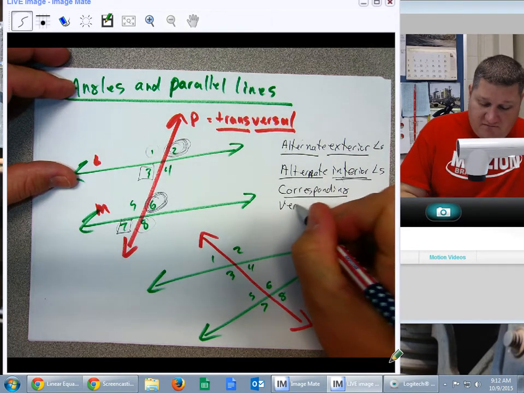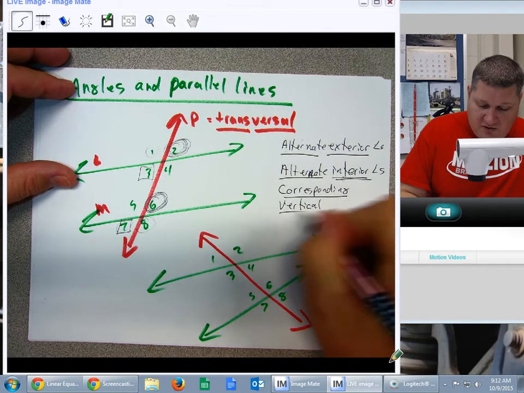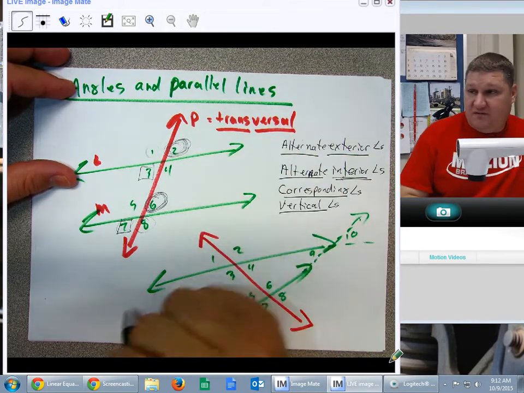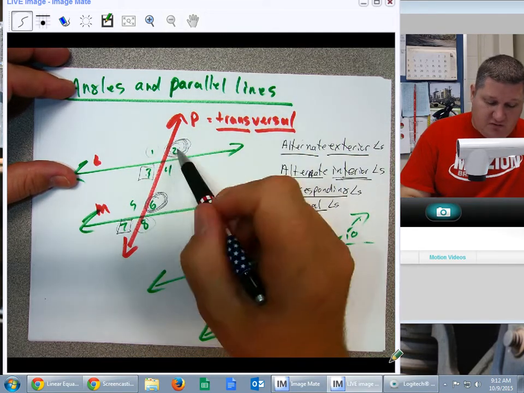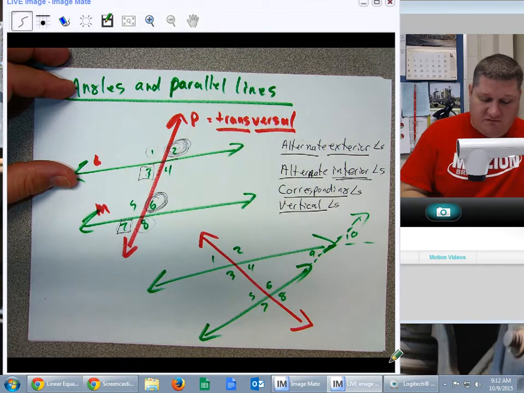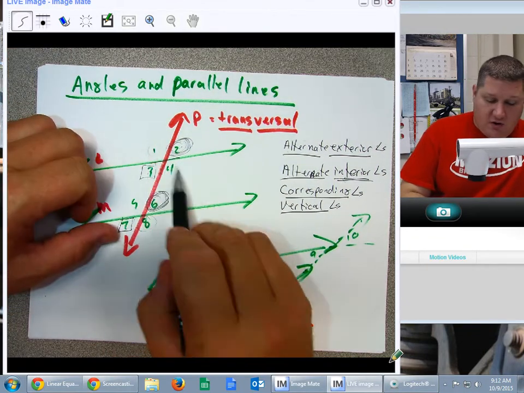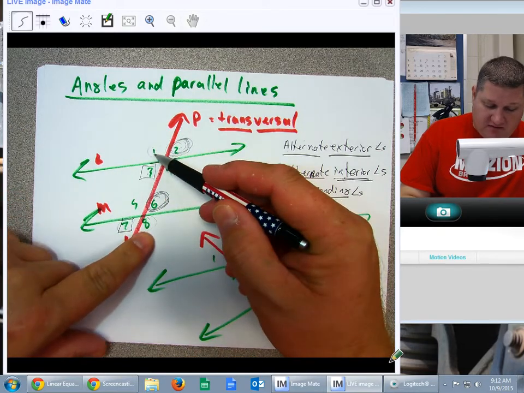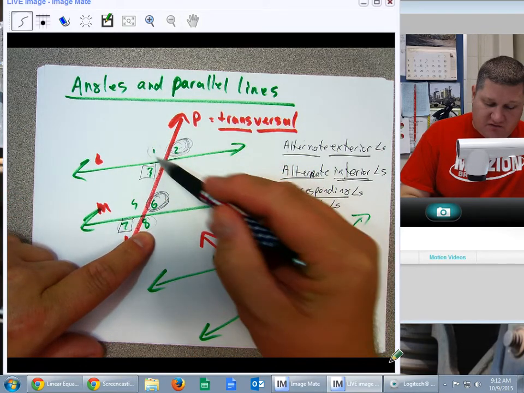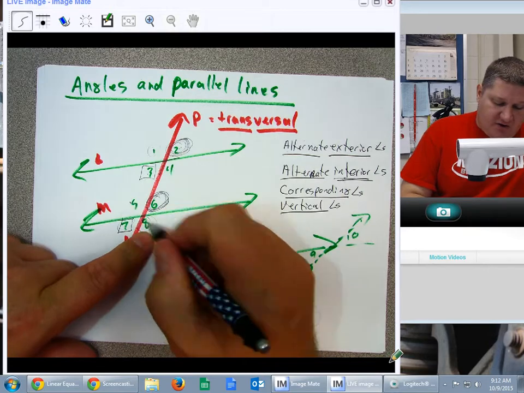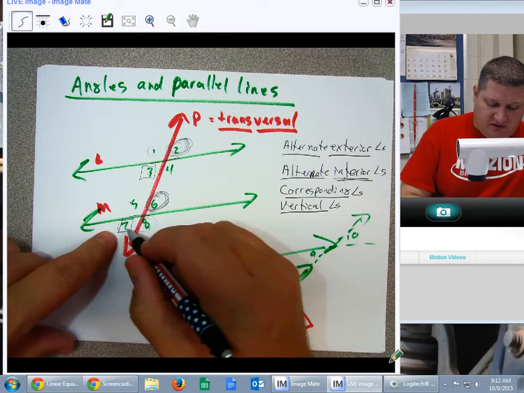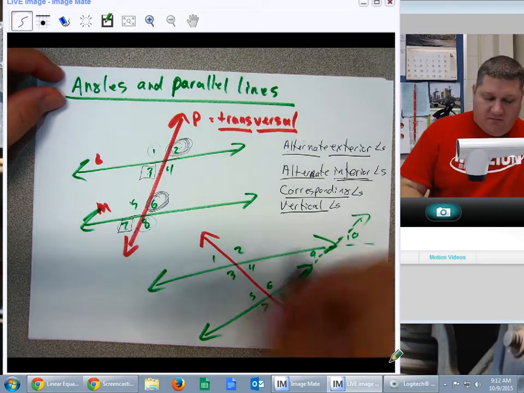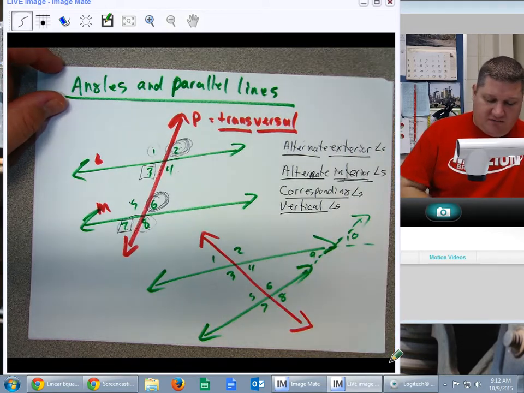We also, of course, have vertical angles. And, of course, vertical angles are across the vertex from one another. So 3 and 2 are vertical angles because they're across the vertex from one another. 1 and 4, but not 1 and 8. 1 and 8 might be the same size, but they're not across the same vertex. 8 would go with 5 across the vertex. 7 goes with 6 across the vertex. So we have vertical. So all of these are going to have some special properties.